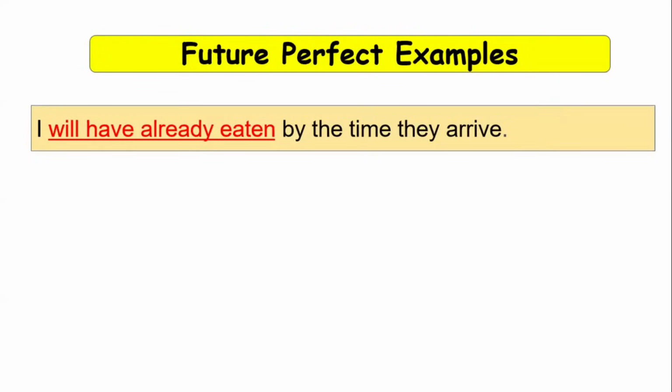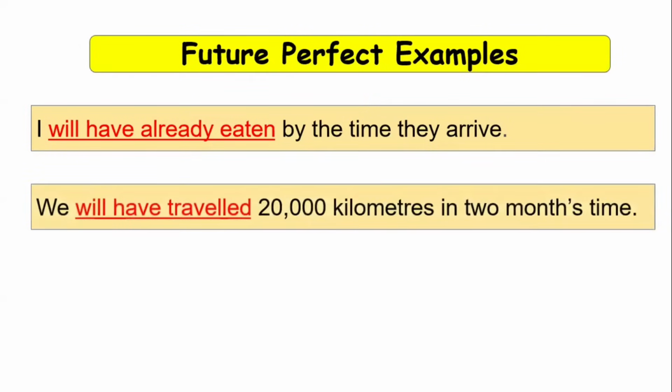Already, it can also be another word that may give me an indication it's the future perfect tense, or give me the feeling of a perfect tense. I will have already eaten يعني هكون بالفعل أكلت قبل الوقت اللي هيوصلوا فيه, by the time they arrive, أو قبل أن يصلوا. We will have traveled 20,000 kilometers in 2 months' time.